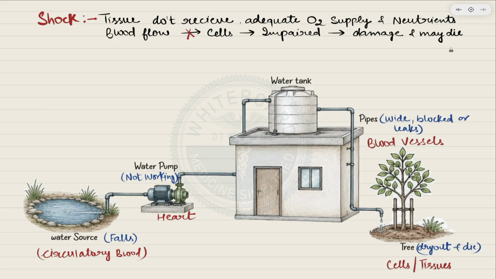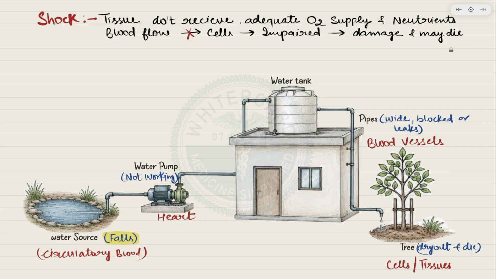Now, based on this analogy, we can begin to understand the different types of shock. Imagine that the pump is working properly, the electricity supply is normal, and the pipes are completely patent. However, the groundwater level begins to fall. As a result, the tree starts receiving an inadequate supply of water, despite the fact that every other component of the system is functioning normally.